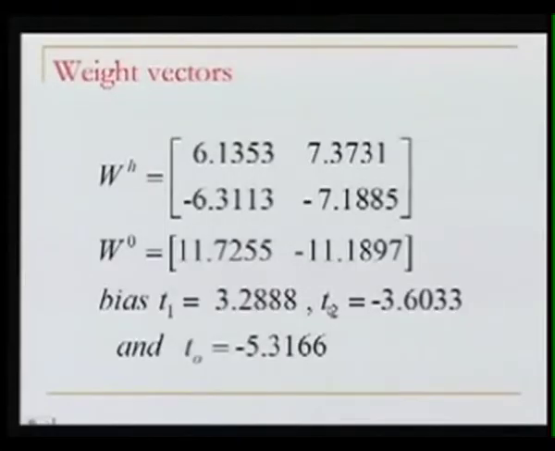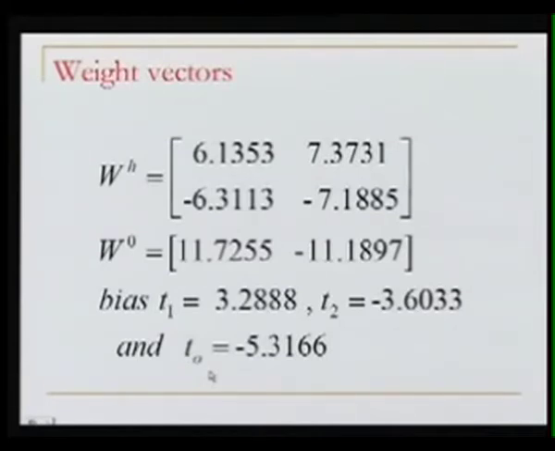So, for that you see the weight vector that is obtained between the hidden layer and the input layer is this one, and this is the output layer, the weight between output layer and hidden layer. These are the bias weights T1, T2. Again, this is for the hidden layer and input layer, and this is for the output layer, the bias.